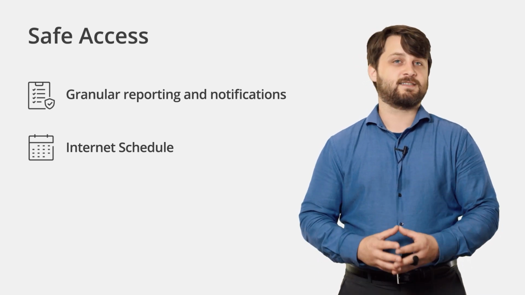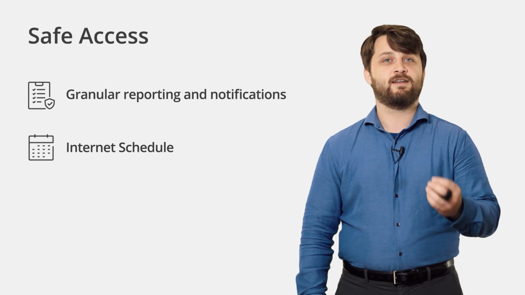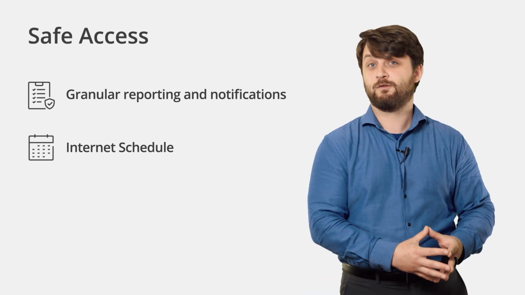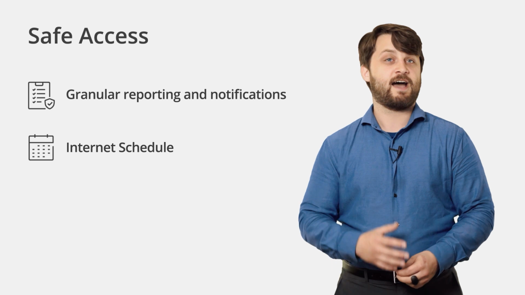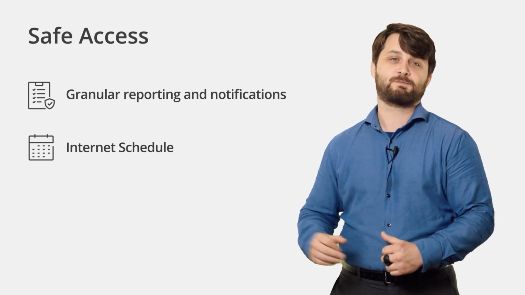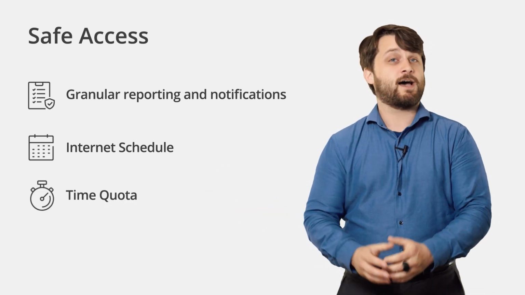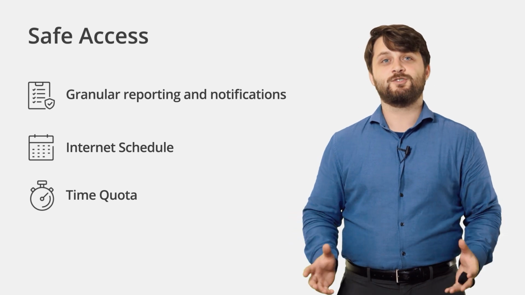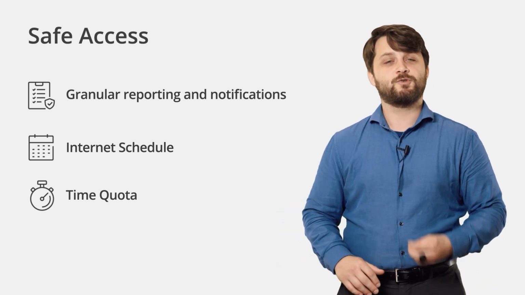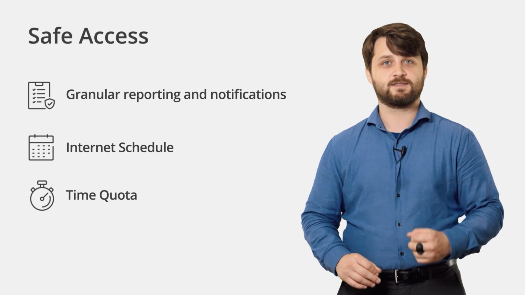What I also like about the different scheduling options inside of Safe Access is you can create these different access profiles and actually schedule when they're in effect. So you could have one type of access profile go from 8 to noon, and then after that have it be a completely different access profile if you wanted. There's also time quota options, which is a great solution because you can restrict the amount of total time a user has access to the internet, for example.